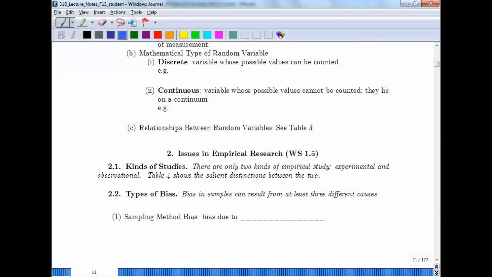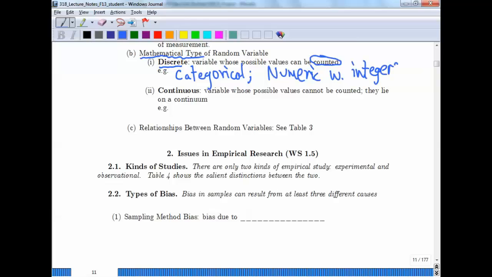Now, mathematical types of a random variable, this is another way to classify variables, and discrete is simply countable. Categorical variables are discrete, and then numeric with integers. So for example, we could say the number of cars in the parking lot.